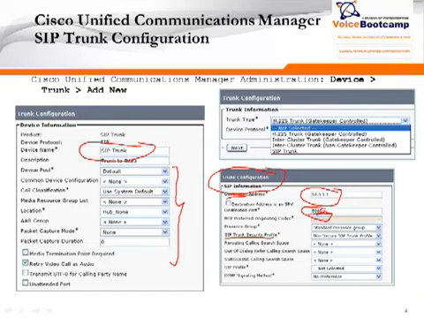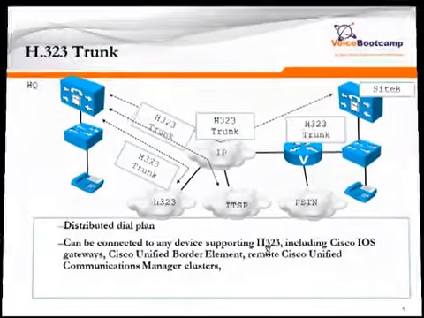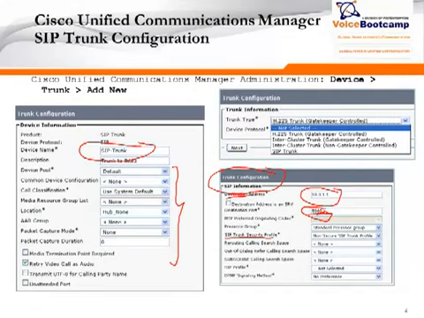You must define a SIP trunk security profile and SIP profile as well, right here. So these are some of the requirements to successfully add a SIP trunk into call manager. Now once this is done, you must make sure that this is the IP address of the router that is reachable from the call manager.